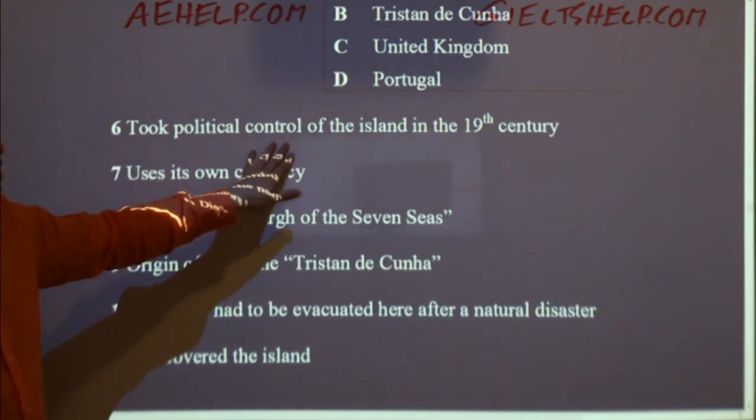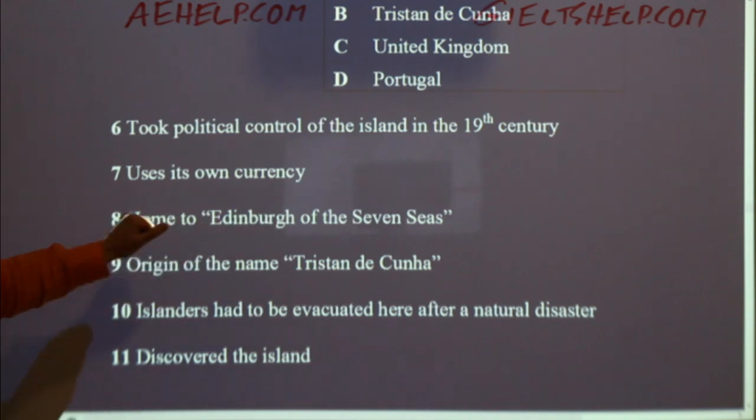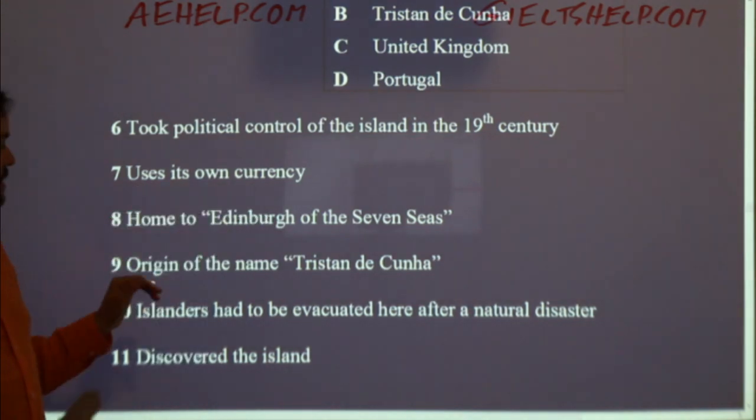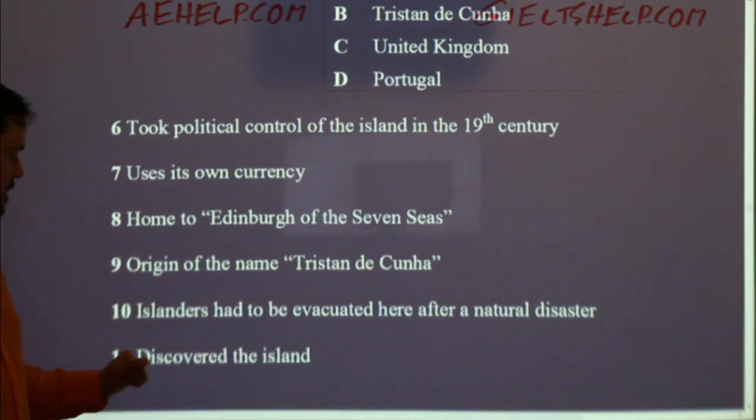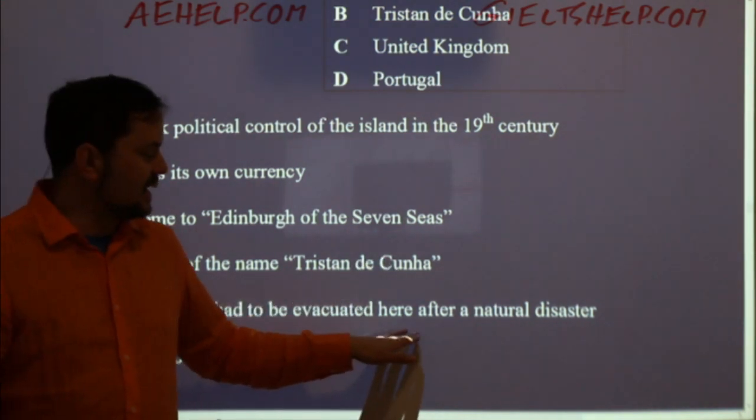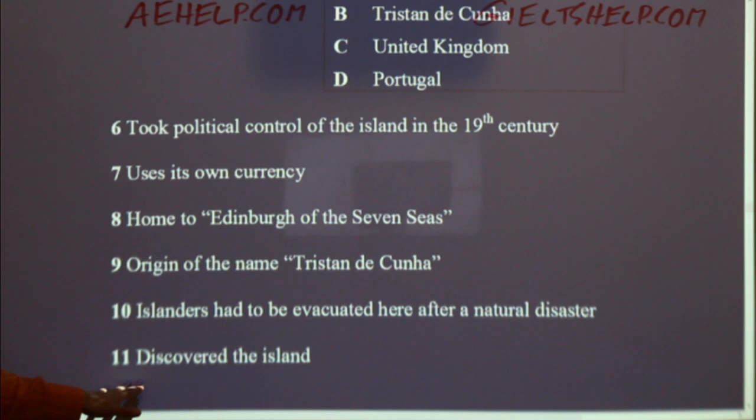Took political control of the island in the 19th century. Uses its own currency, home to Edinburgh of the Seven Seas, origin of the name Tristan de Cunha. Islanders had to be evacuated here after a natural disaster, and then discovered the island. So this is a good one, okay? This is a good one to read. All of this information is in there.